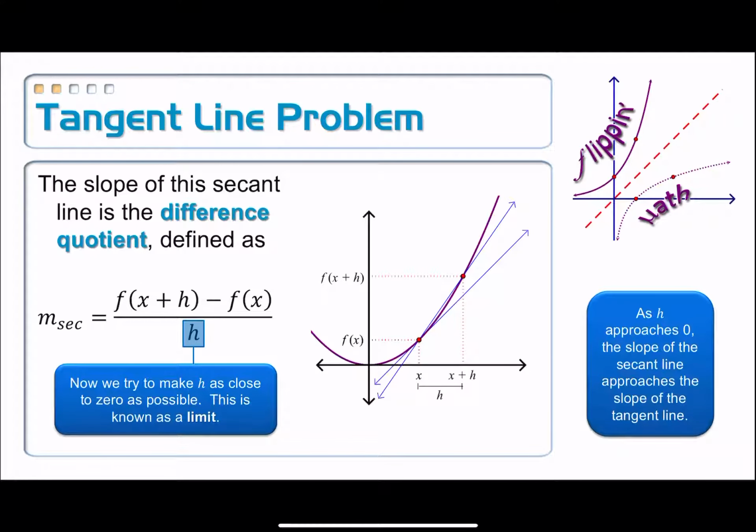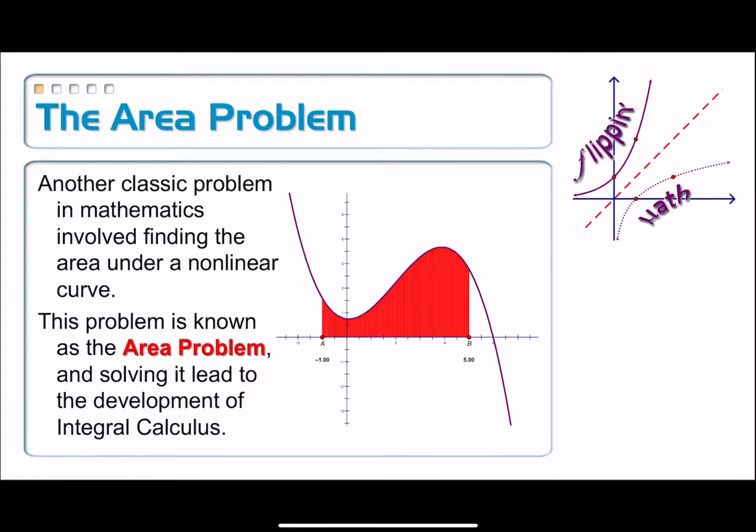So as h approaches 0, the slope of that secant line approaches the slope of the tangent line. And that's the solution to the tangent line problem. But that's not the only kind of calculus. There's a second kind of calculus, which really does not seem associated with what we're doing here with tangent lines at all. It's called the area problem.